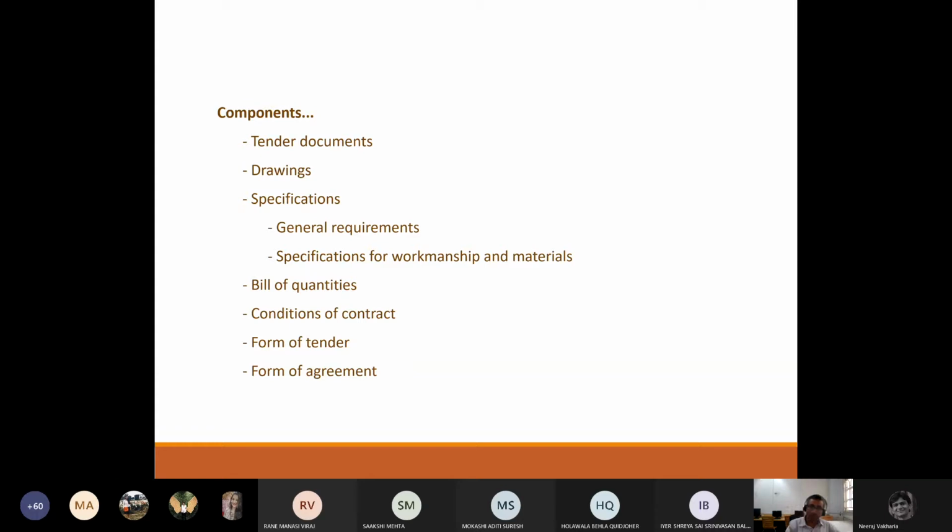So what is the bill of quantities? The bill of quantities usually, we'll come to that, and the drawing. And the drawing actually tells the contractor what he is to build.